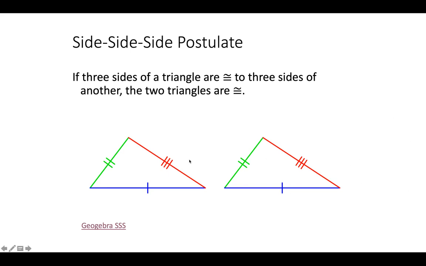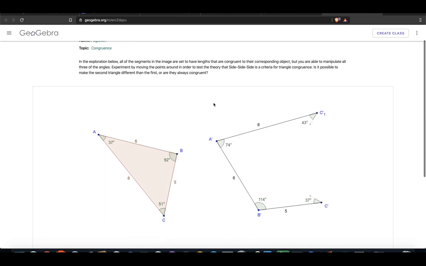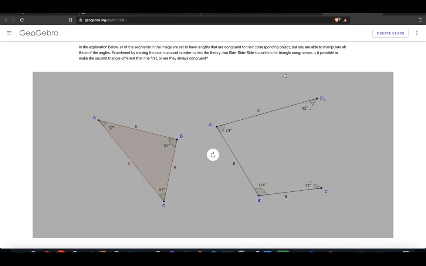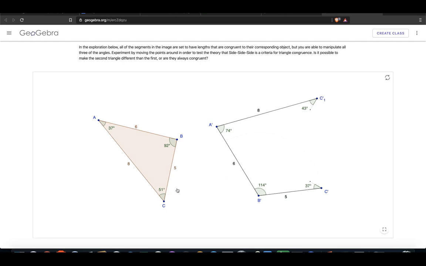And so here are three sides. We've got this blue one to the blue one, the green to the green, and the red to the red. And this is called GeoGebra. It's a free program that you could use. And what we can look at here is that our sides are congruent, right? We've got 5 and 5, 8 and 8. Oh, sorry, 8 and 8, and 6 and 6.